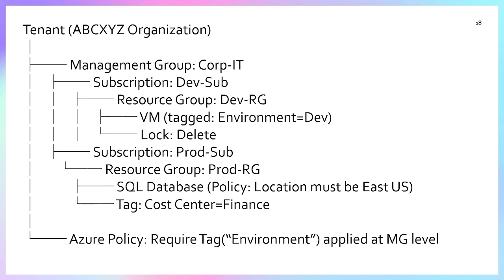So overall, the summary of the governance is: tag policy enforces consistency, location policy ensures compliance and data residency, the lock prevents accidental deletion, and management groups enable you to centralize control over multiple subscriptions. So this is the complete hierarchy of the tenant.